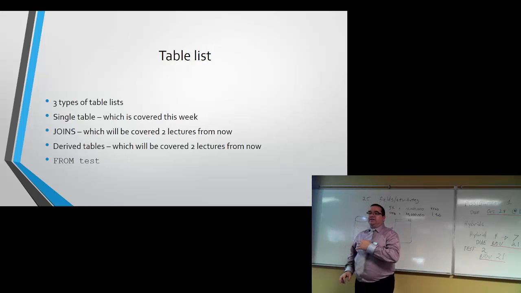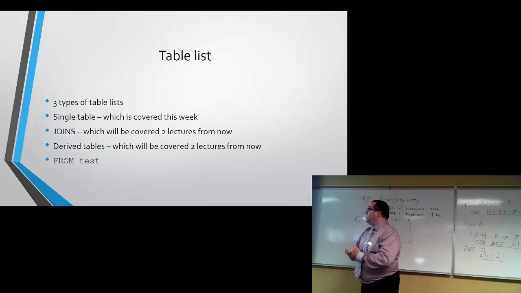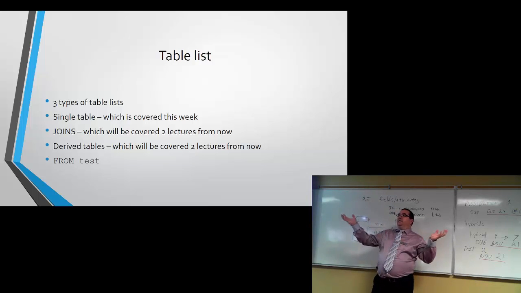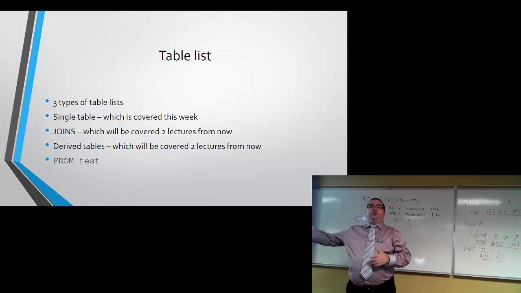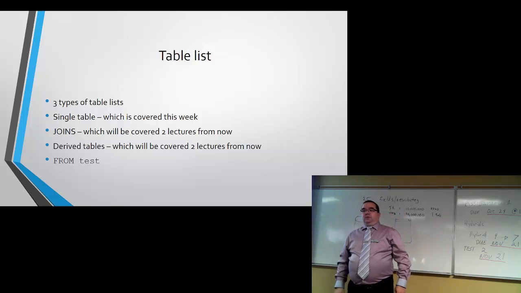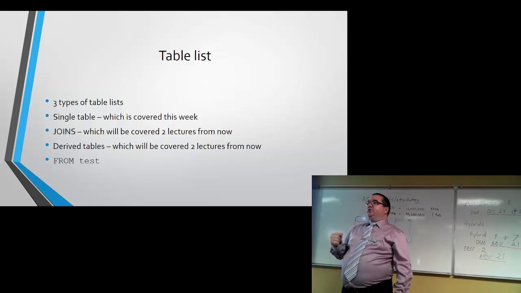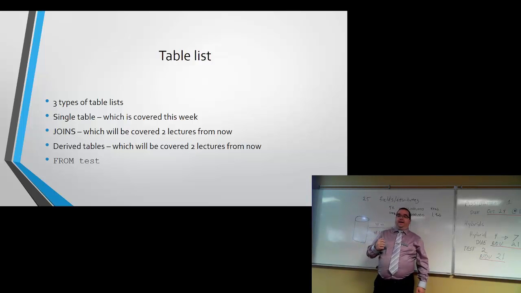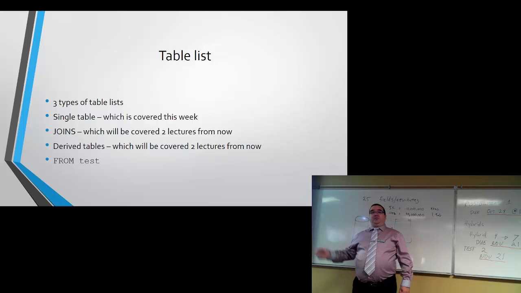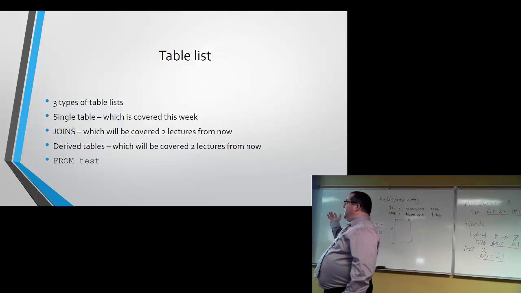All right, the table list. There's 3 kinds of table lists, one of which I'll talk about today. The other ones are for further down the pipe. One's for selecting from a single table. No, select star from users, you're grabbing all columns from users. There's joins, that's when you need to pull from multiple tables. That's almost an entire lecture to itself. And then there's derived tables, that's another lecture to itself. So far I go from test.